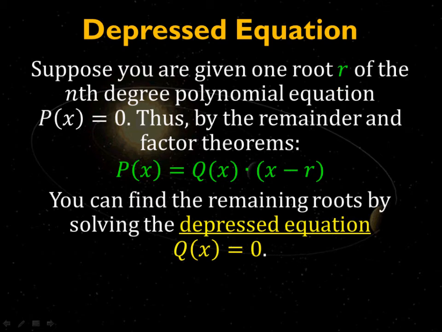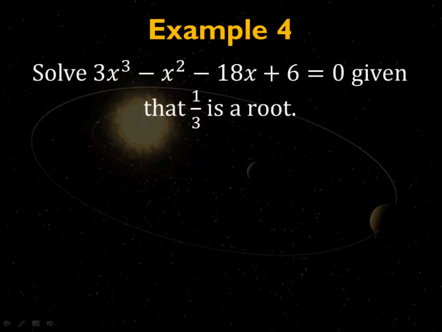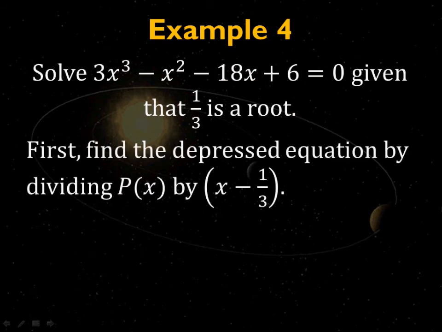So let's see how this works in example 4. Solve 3x cubed minus x squared minus 18x plus 6 equals 0, given that 1/3 is a root. So what you have to do is use synthetic substitution, plug in 1/3, churn it out. You should get a remainder of 0, and whatever's left, you're going to solve that equation and get the other roots.